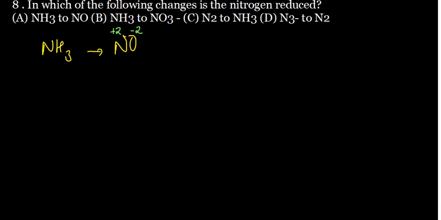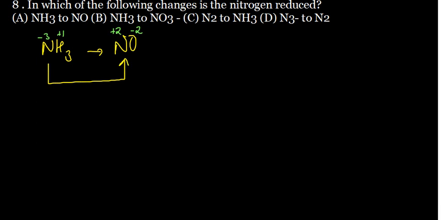If we add +2 and -2, we get 0. We know that hydrogen's oxidation number is +1. So I've got nitrogen plus 3 hydrogens, and each hydrogen is +1. They should give us 0. So nitrogen's oxidation number is going to be -3. So from what we are able to see, nitrogen's oxidation number is moving from -3 to +2.